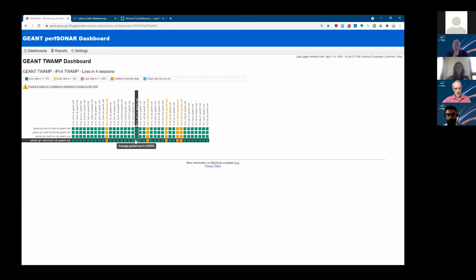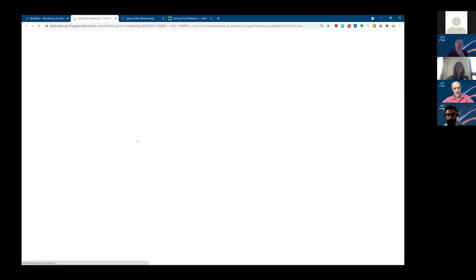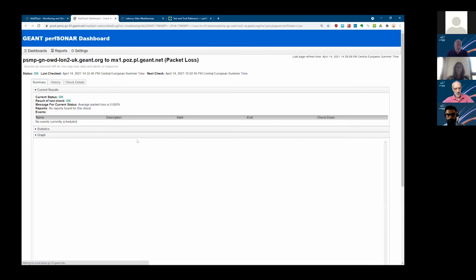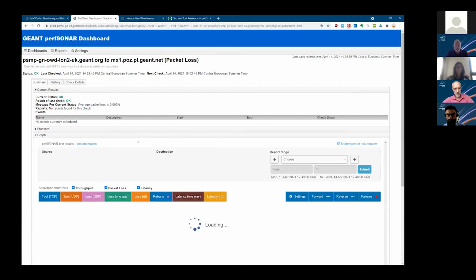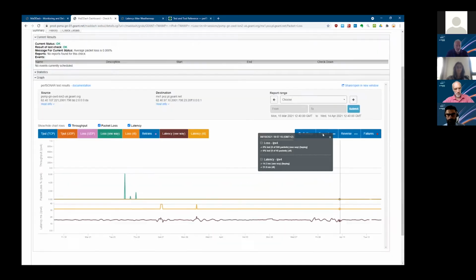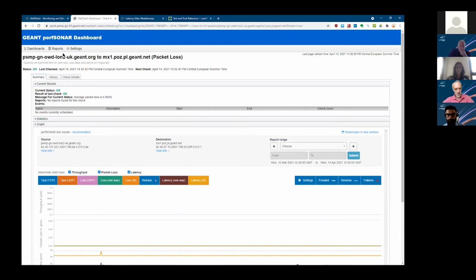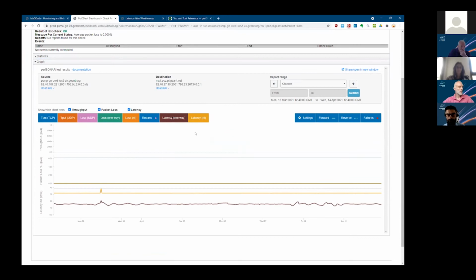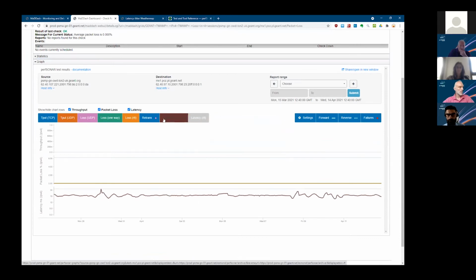I would like though to go to the details, and especially I will take the Poznan router because later I will have a reference to it. So now, as you can see, it's the London server towards the Poznan router. I have also activated some latency round trip measurements, which I'm going to disable now. And now these are the TWAMP measurements results.